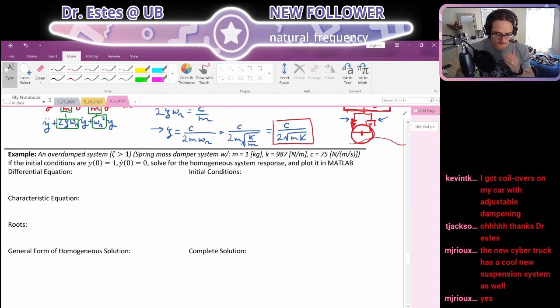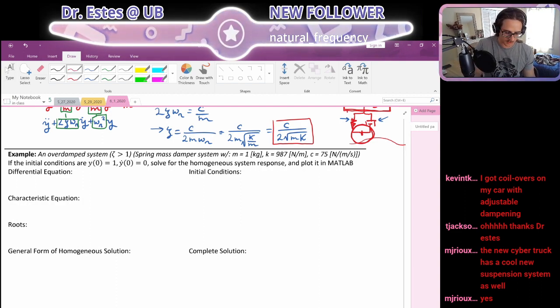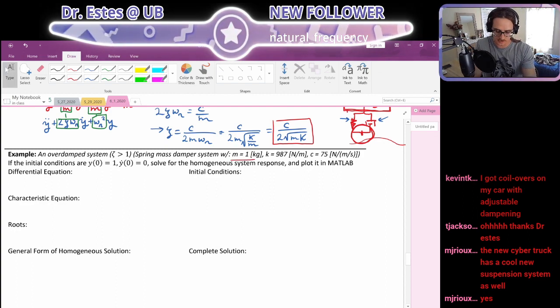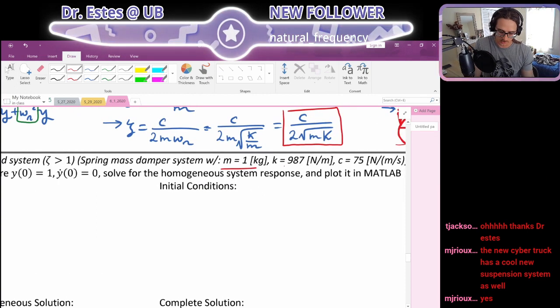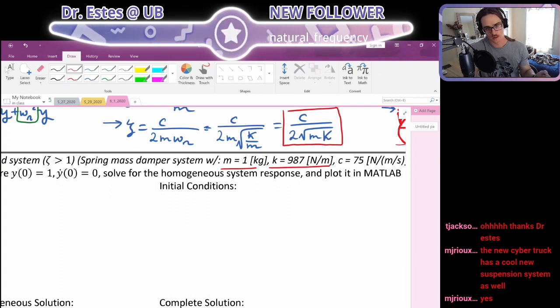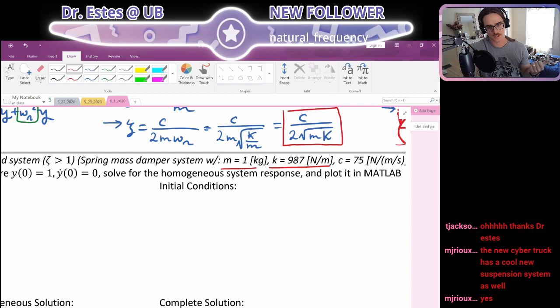All right. So let's put some numbers here. Let's say the mass is 1 kilogram. The spring stiffness is 987 newtons per meter. So that means if you stretch this spring 1 meter, it's going to give you a force of 987 newtons. So it's going to fight you.